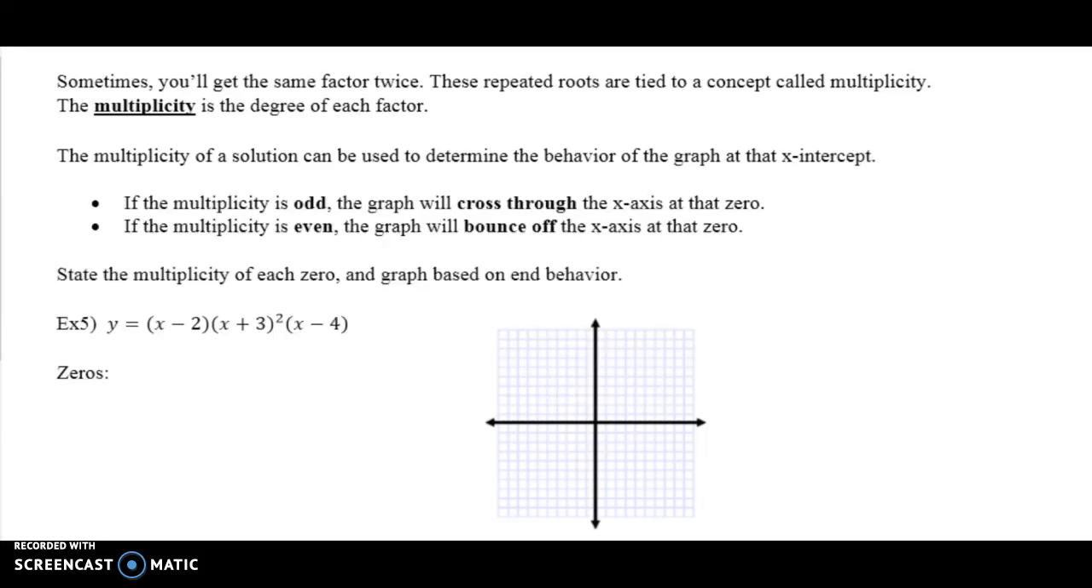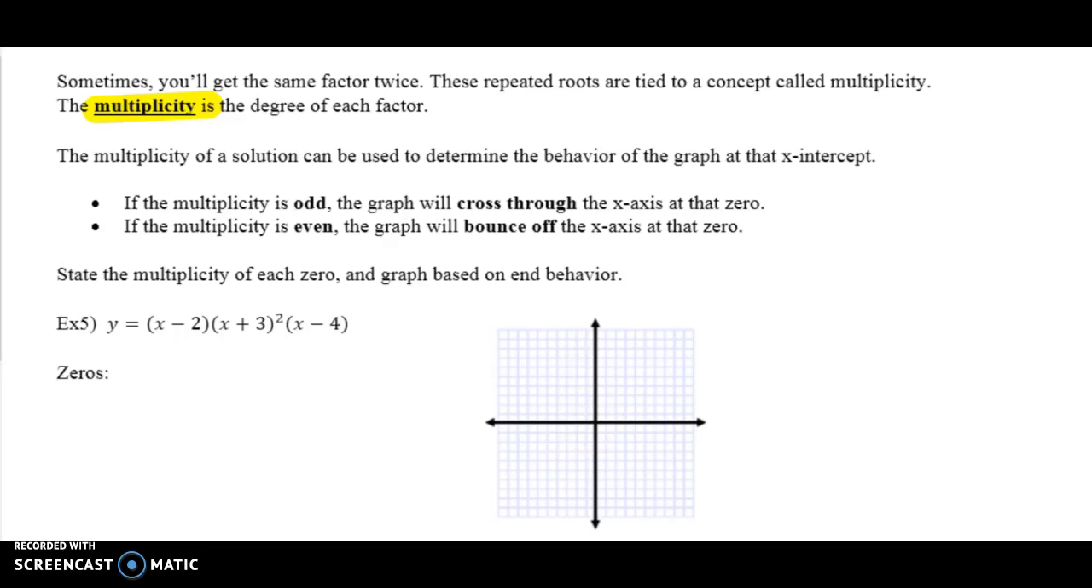Starting off, it says sometimes you'll get the same factor twice. And how can we write something times itself? Squared. That's something squared, okay? These repeated roots are tied to a concept called, I want you to circle this or highlight it, multiplicity. Okay. That's a big word.